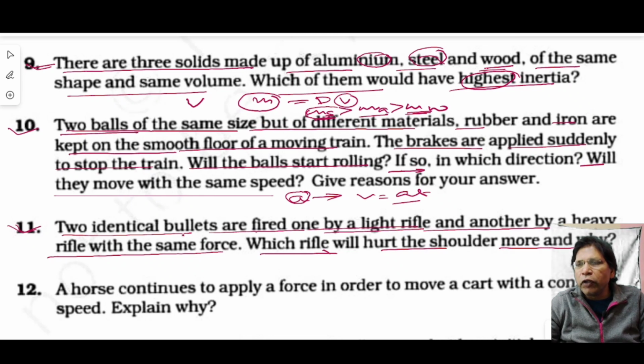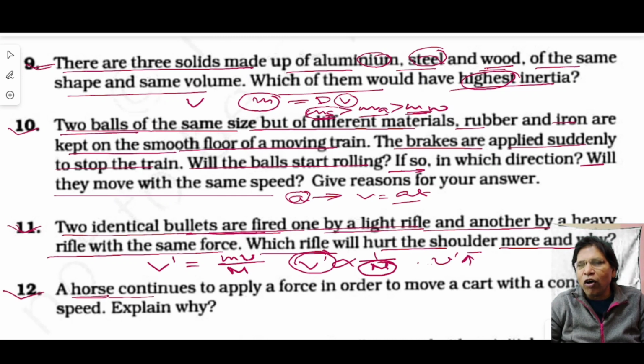Look at this. During firing of a bullet, the rifle gains a recoil velocity. This recoil velocity v dash equals the momentum of the bullet divided by the mass of the rifle. So recoil velocity v dash is inversely proportional to the mass of the rifle. So the greater the mass of the rifle, the smaller the recoil velocity. Which rifle hurts the shoulder more and why? Therefore, the rifle of less mass hurts the shoulder more because it has more recoil velocity.